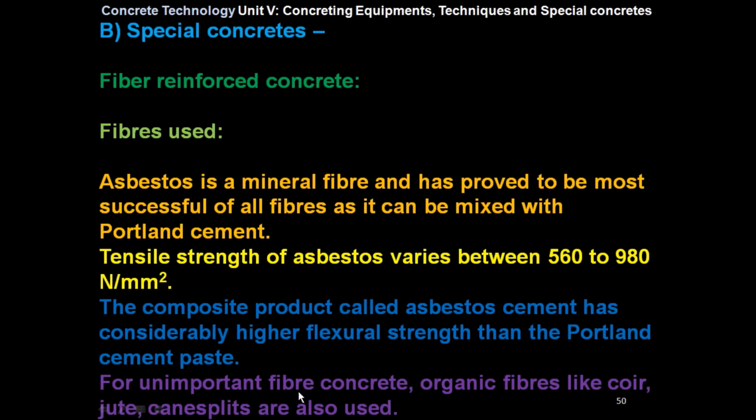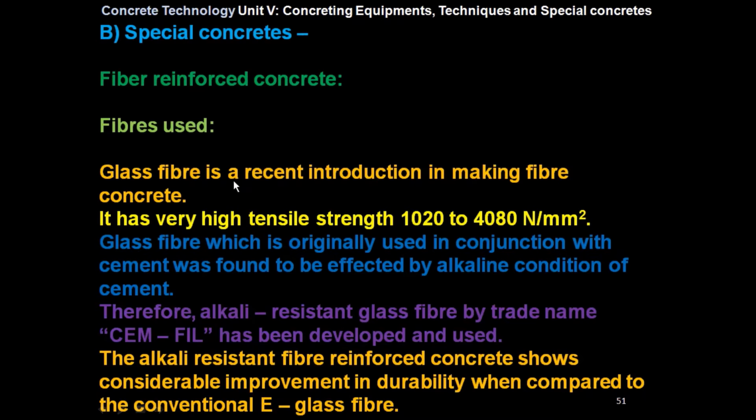For unimportant fiber concrete, organic fibers like coir, jute, cane splits are also used. Glass fiber is a recent introduction in making fiber concrete. It has very high tensile strength, 1020 Newton per millimeter square to 4080 Newton per millimeter square or megapascal.